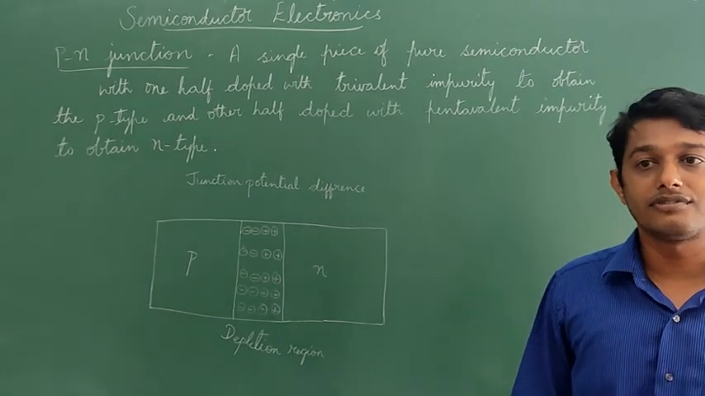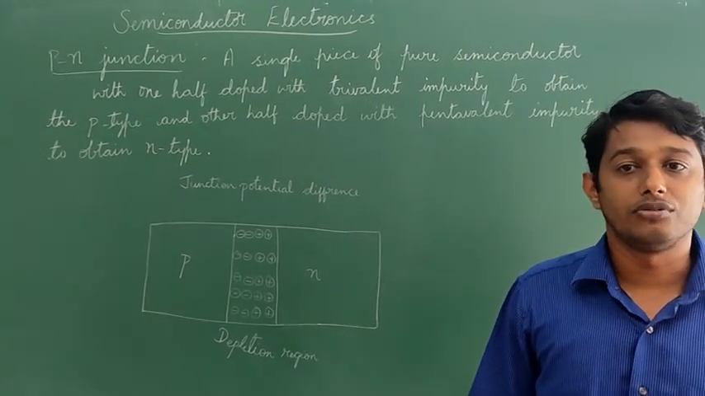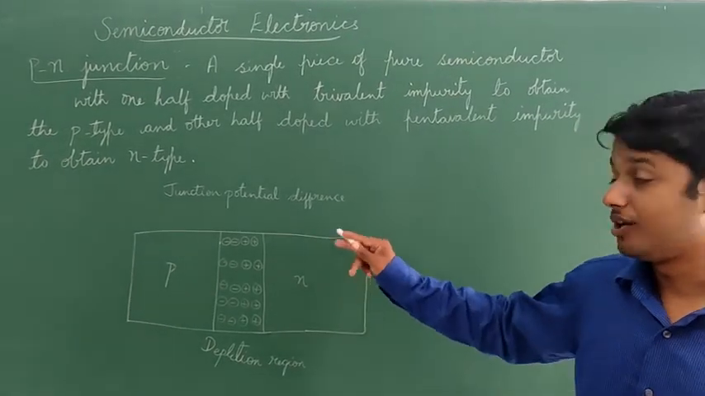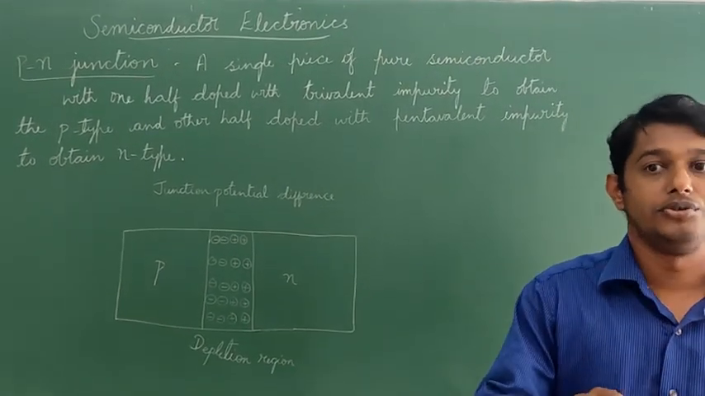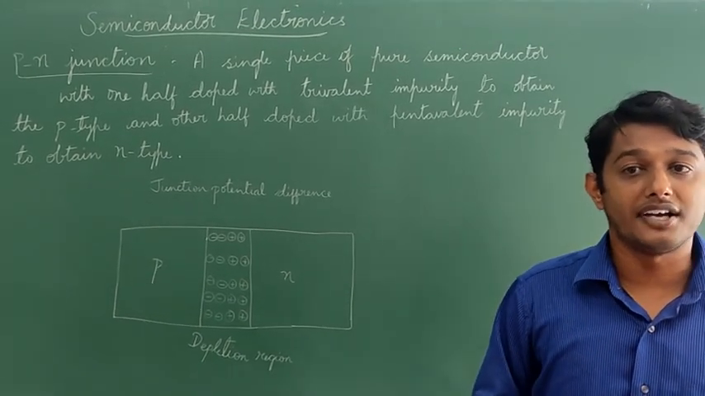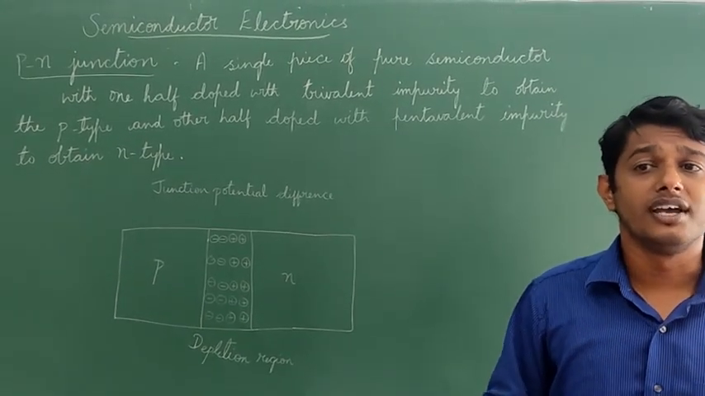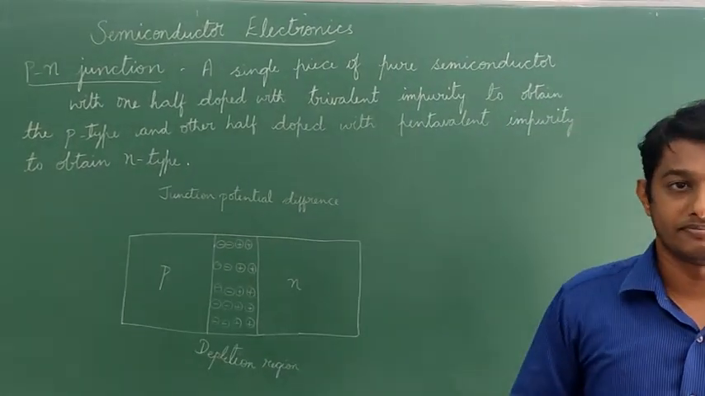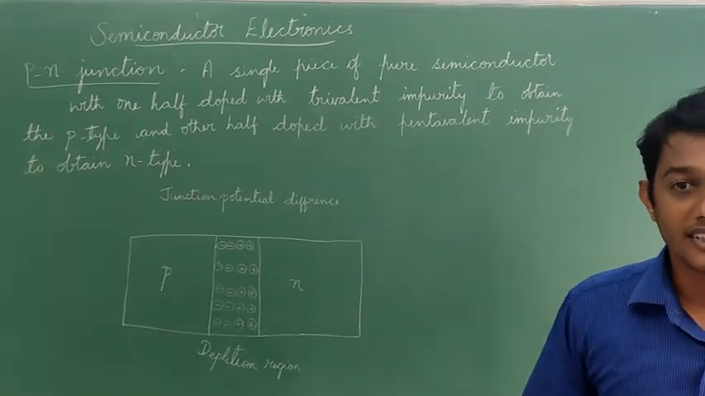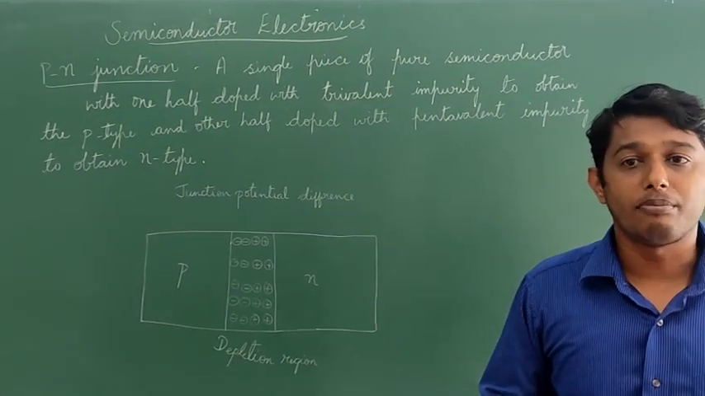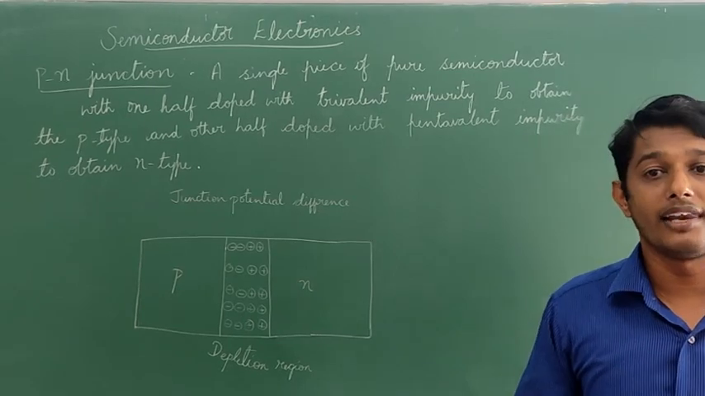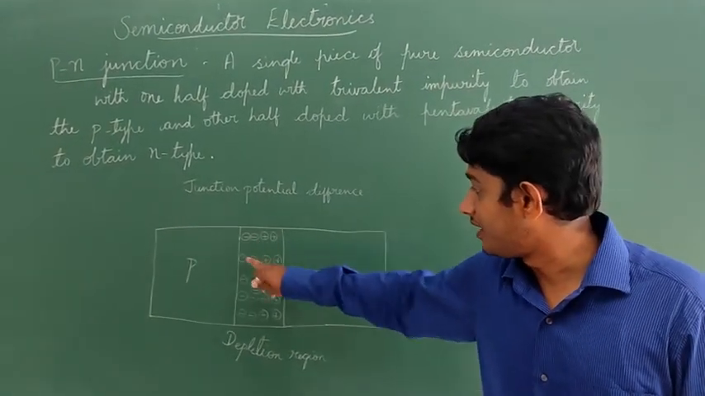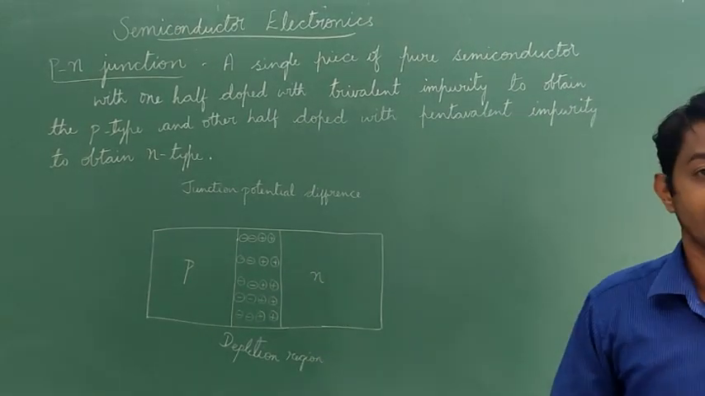Some holes diffuse from p-type to n-type through the junction, and some free electrons diffuse from n-type to p-type. After this, a layer of positive and negative immobile charges is formed across the junction like this.